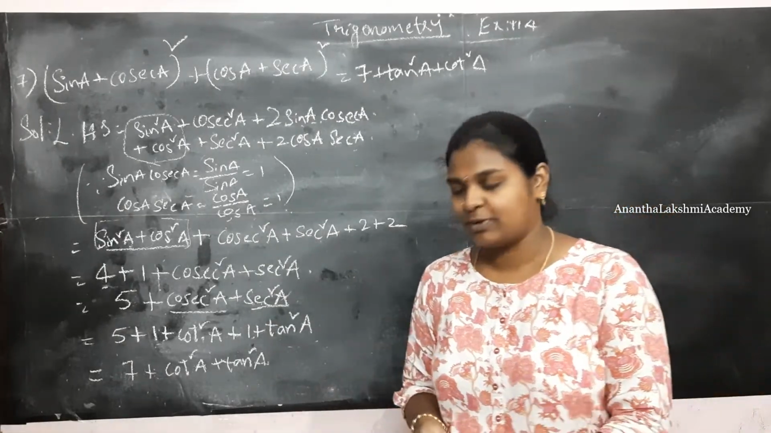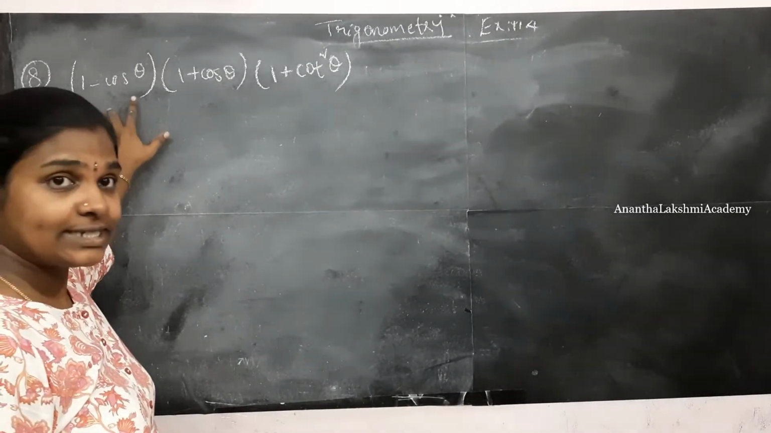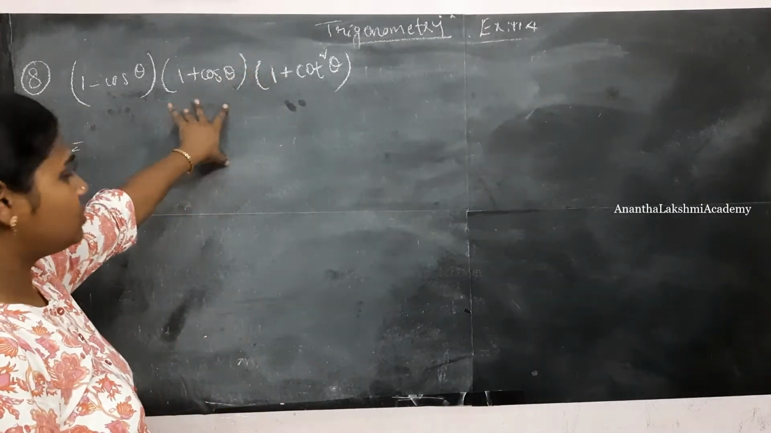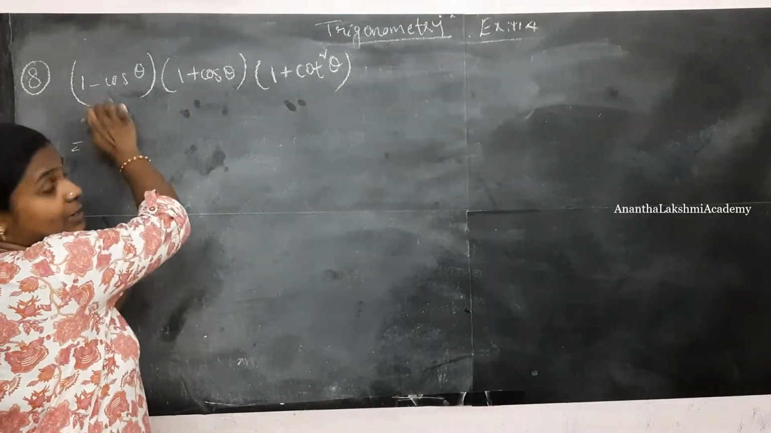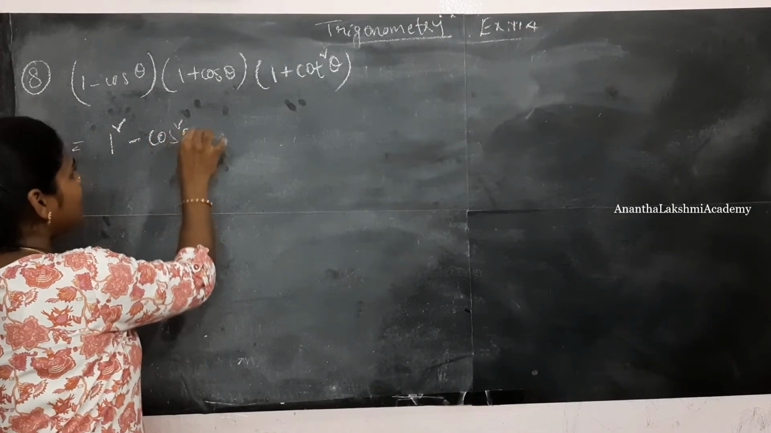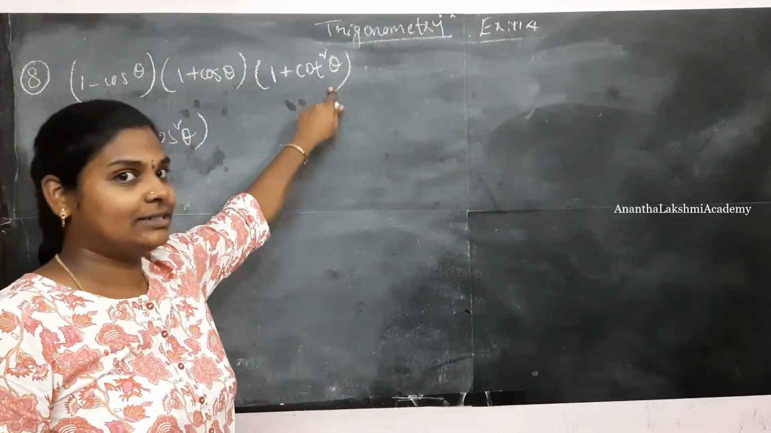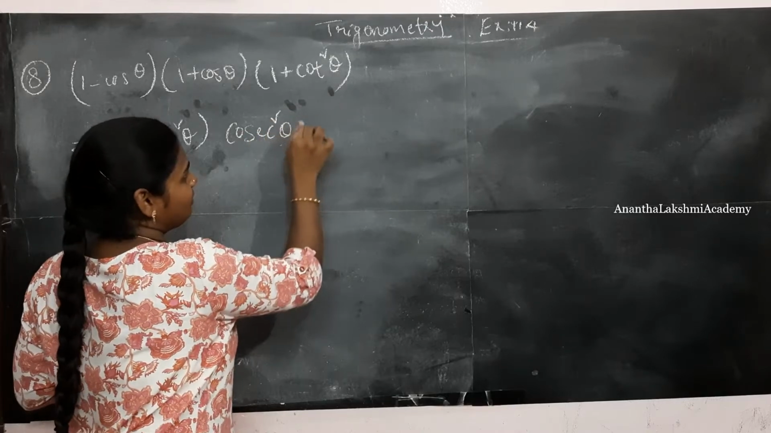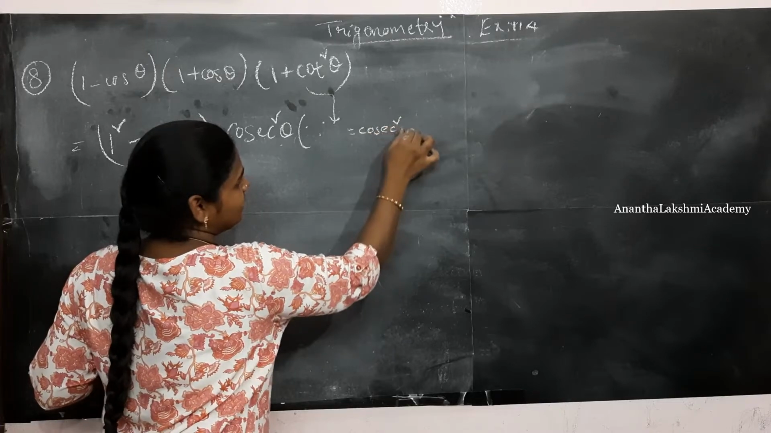Let's jump into the next problem. For the 8th problem, we have (1 minus cos theta) multiplied with (1 plus cos theta) and (1 plus cot square theta). We are asked to simplify this. Alright, so 1 minus cos theta and 1 plus cos theta is in the form of (a minus b) into (a plus b), which is 1 square minus cos square theta, multiplied with 1 plus cot square theta. What is 1 plus cot square theta? Cosecant square theta. This is the trigonometric identity which we have derived, because 1 plus cot square theta is equal to cosecant square theta.